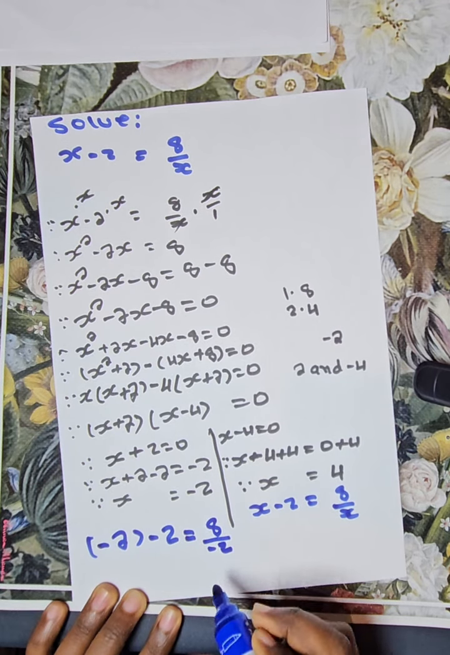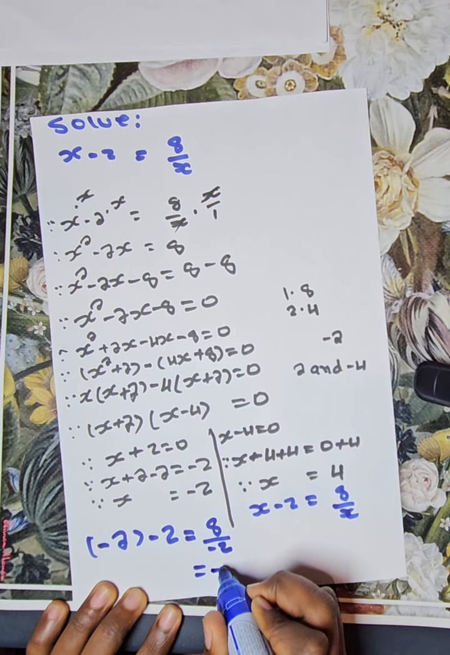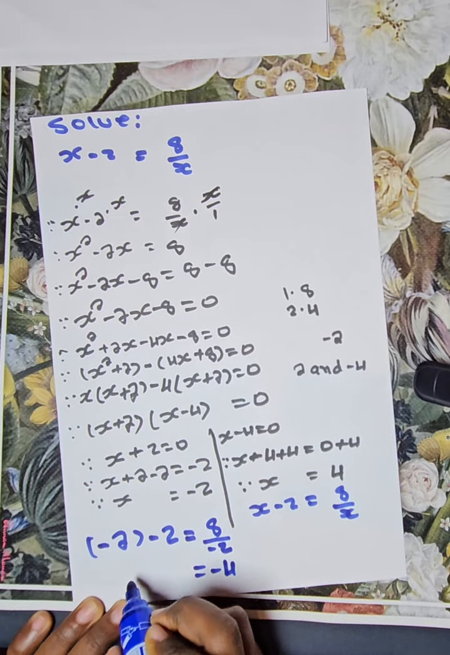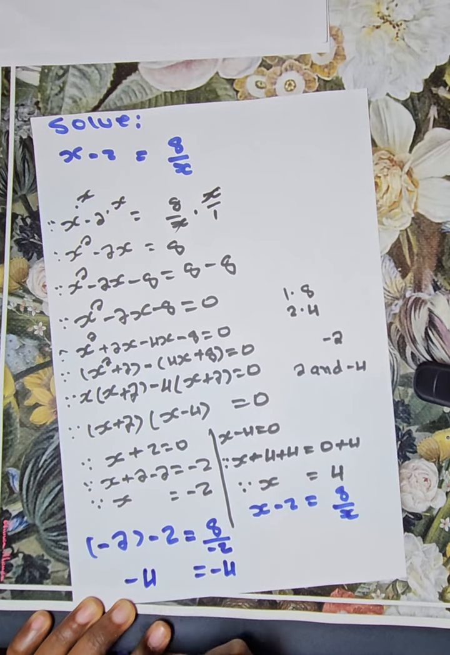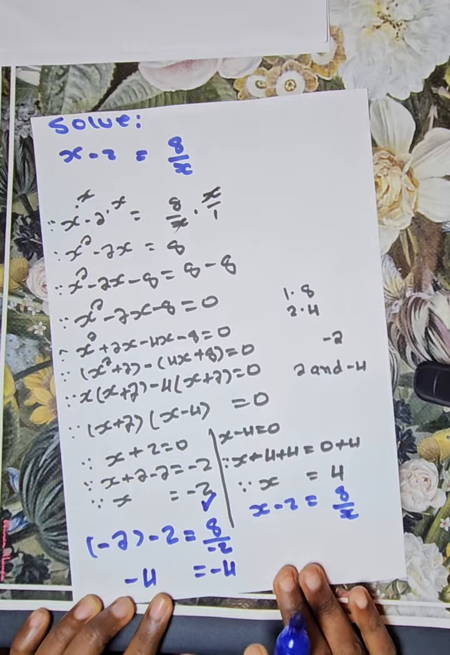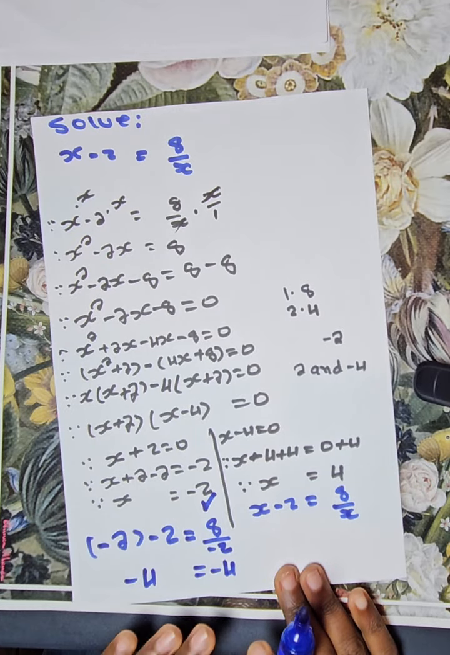Divide 8 by minus 2. The right side simplifies to negative 4. And the left side simplifies to negative 4. Negative 4 equal to negative 4. Minus 2 passes. Therefore, minus 2 is 100% valid.